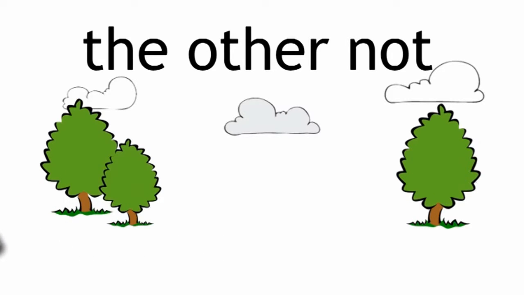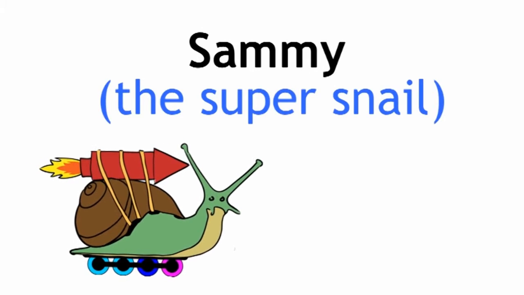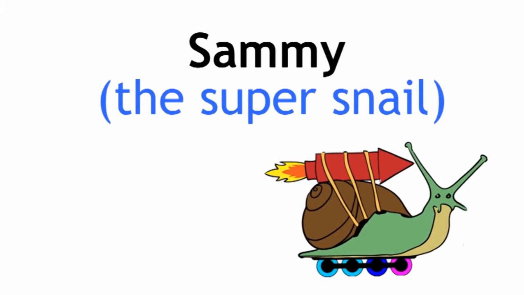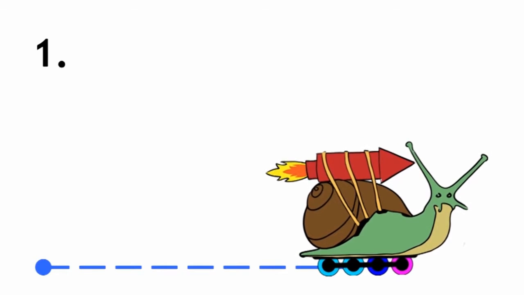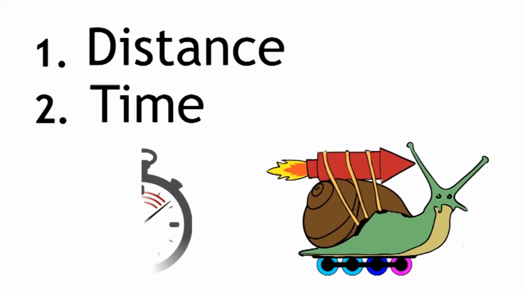To help explain this, I'm going to introduce you to Sammy. Sammy, the super snail. She goes for a slide. How can we figure out how fast she's traveling? How can we figure out her speed? We need to know two things. One, we need to know how far she's traveled. We're going to call this distance. And we need to know how much time she took to cover this distance.